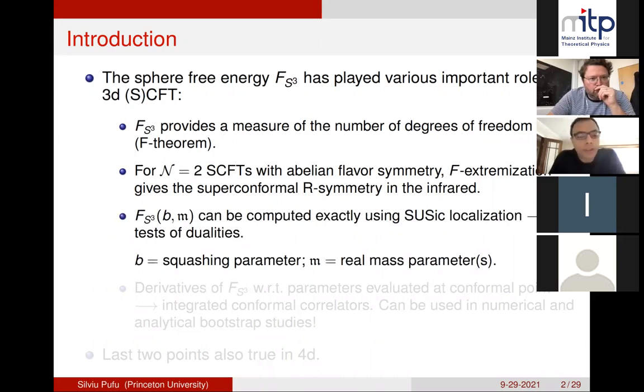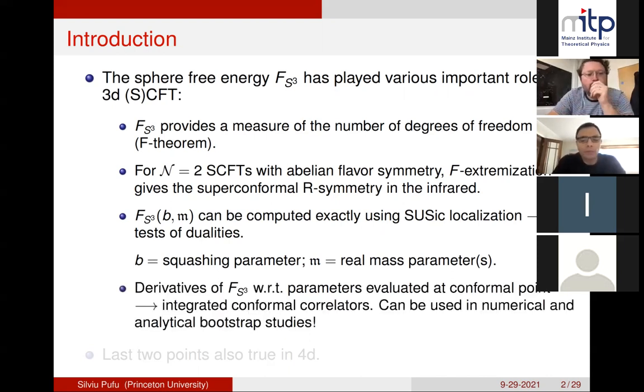Another thing about the sphere free energy is that it can be computed exactly using supersymmetric localization, and not just for a CFT. If it's a conformal field theory, you can place it on a round 3-sphere because the sphere is conformally flat, but one can also deform the sphere using various parameters. For instance, one can squash the sphere, or one can introduce mass parameters. And even with these deformations, it can be computed exactly using supersymmetric localization. And this has been used to test dualities and for other purposes.